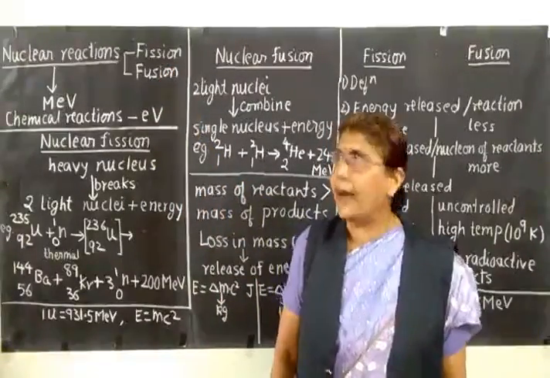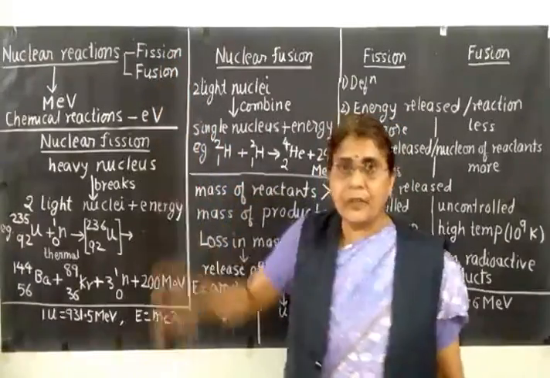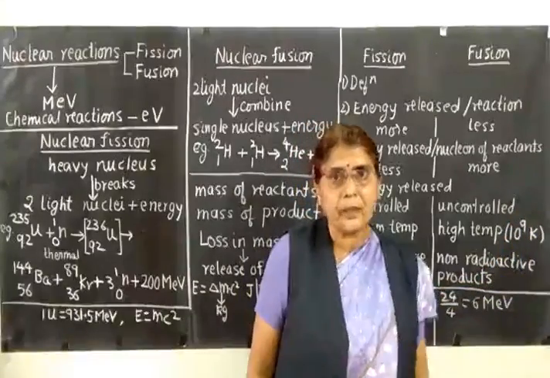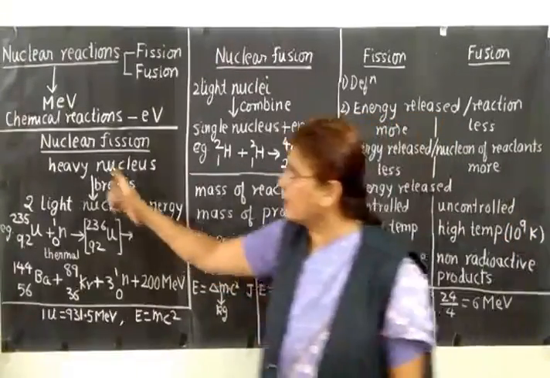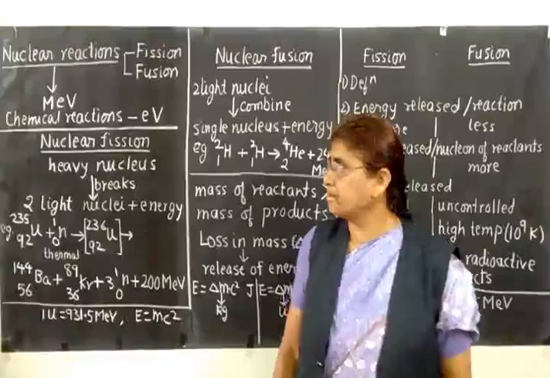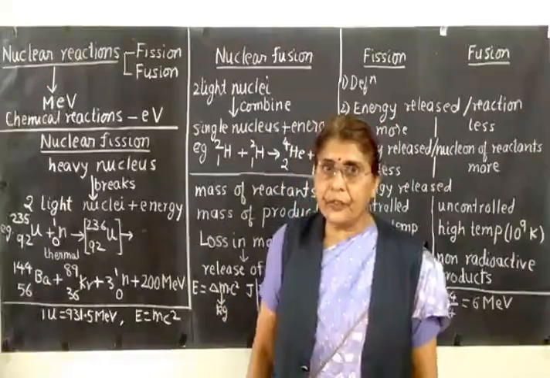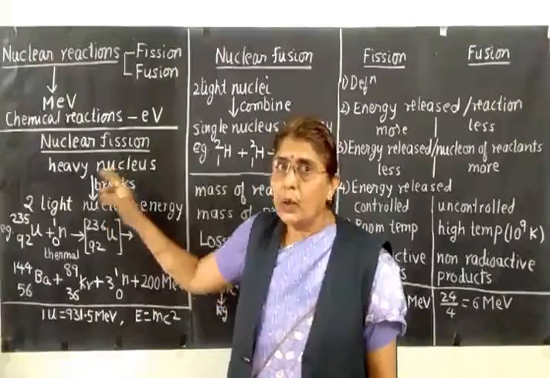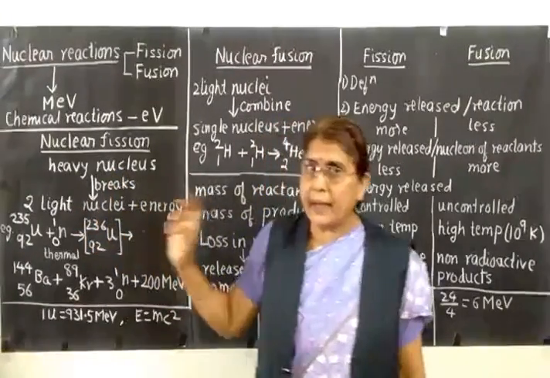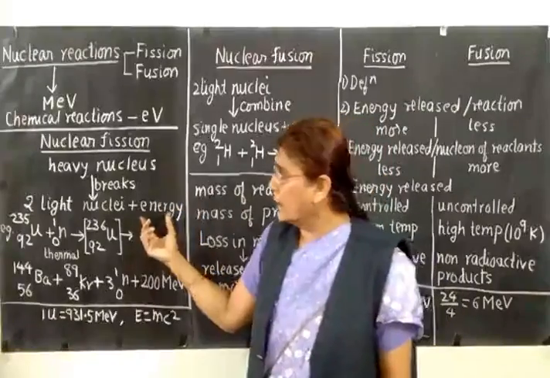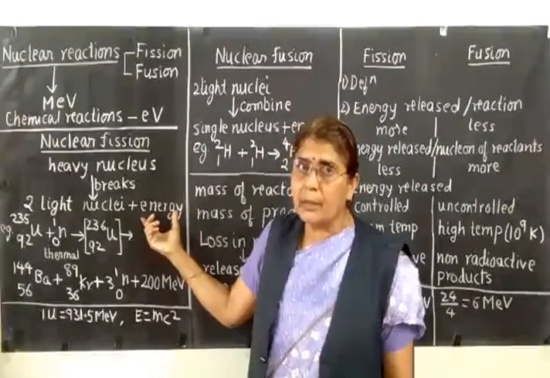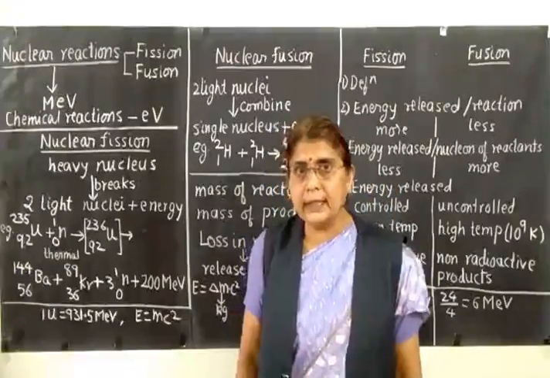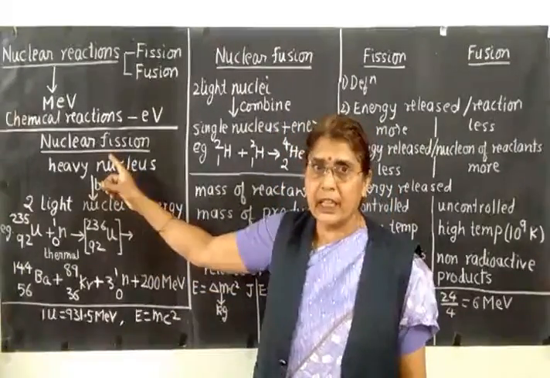So today we shall define fission and fusion, and we shall find out the differences between them. Let us come to the first one, nuclear fission. In nuclear fission, a heavy nucleus breaks into two light nuclei of comparable masses and there is a release of a large amount of energy. One single nucleus breaks into two parts. This reaction we call a fission reaction.